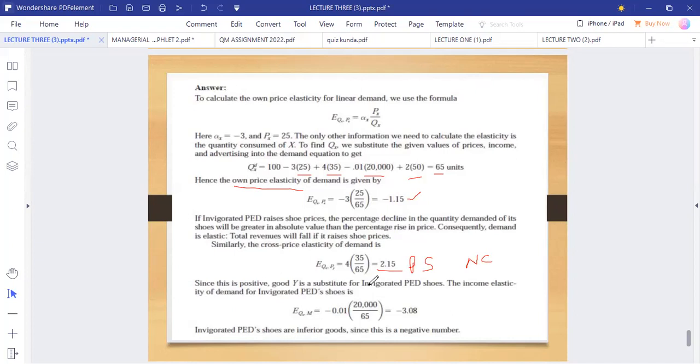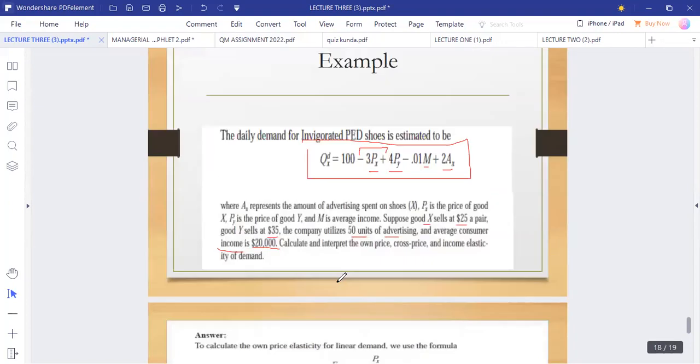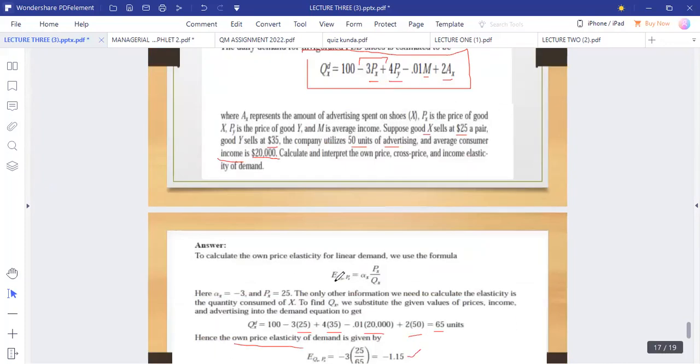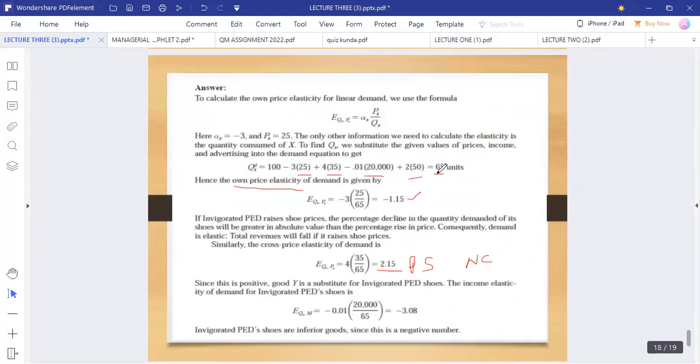So we now go through our income elasticity. We now go to calculating our values there. So the gradient here is 0.01 times the income, 20,000, over 65, which was our current demand. So 0.01 times 20,000 over 65, and we're getting a negative. All right, so what is our comment?